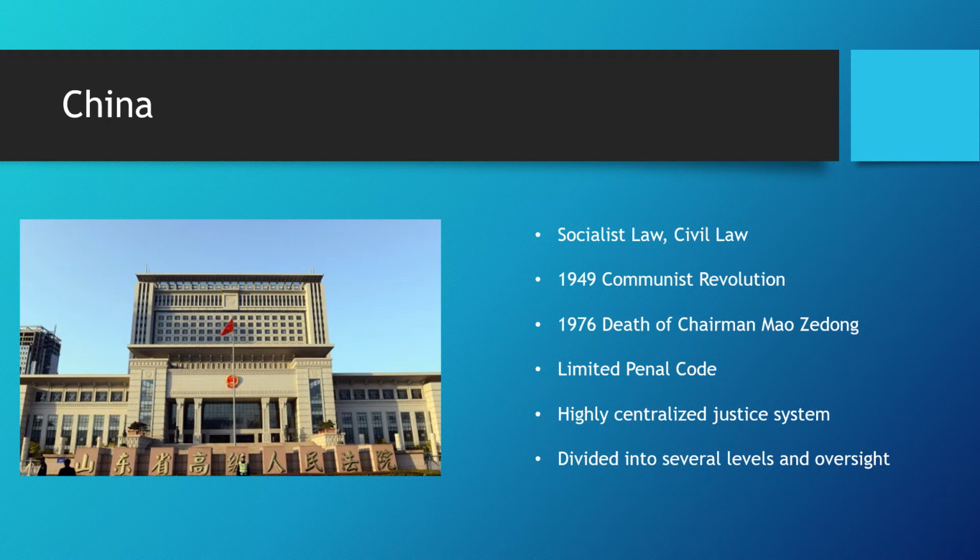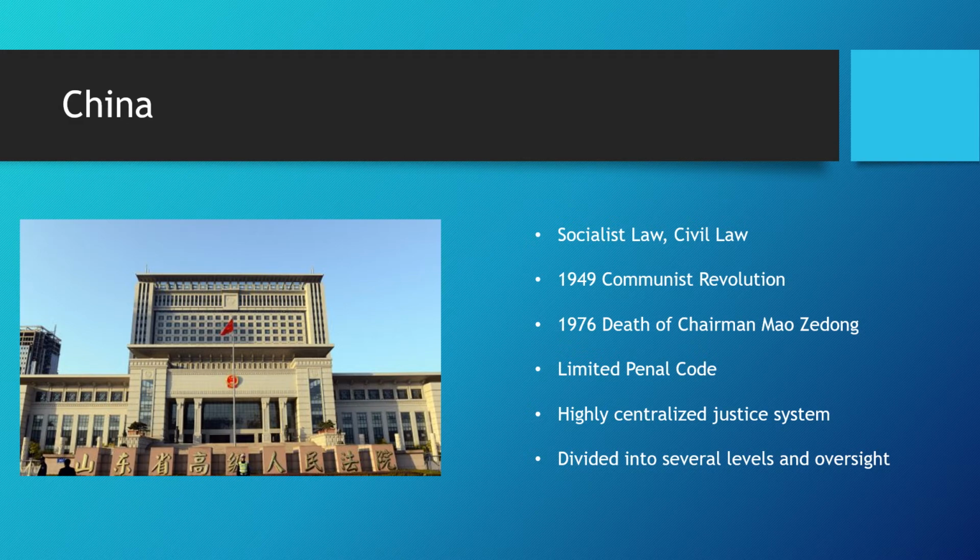However, they're supposedly divided into several levels of different oversight: the prosecution, the judicial, the police, and corrections, all supposed to be totally different levels of the government to weed out any conflicts of interest, so to speak. However, in real life, they all answer to the Communist Party, and the Communist Party gets its wish when it concerns any kind of criminal acts. They'll punish the person however they deem fit.